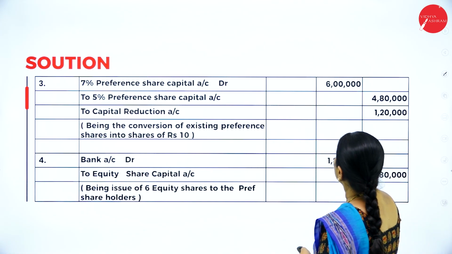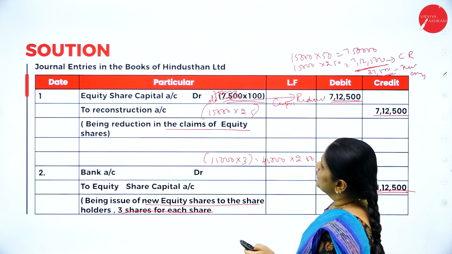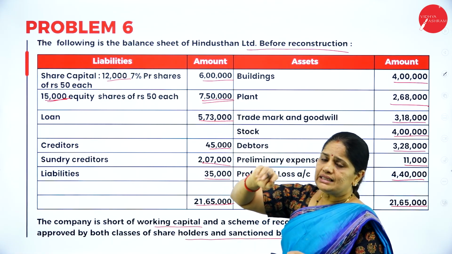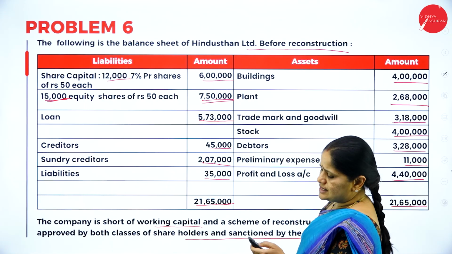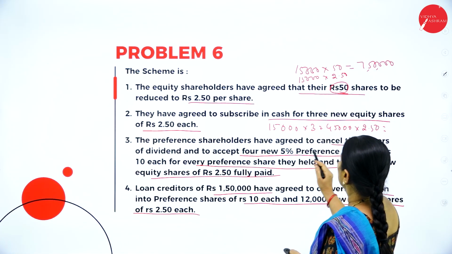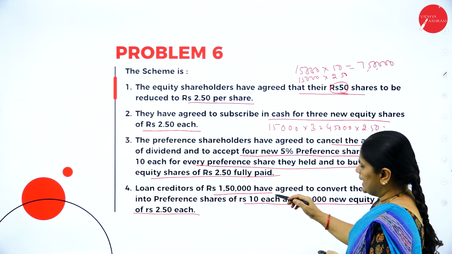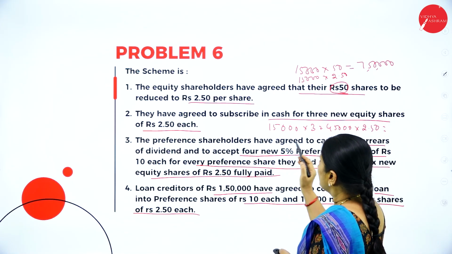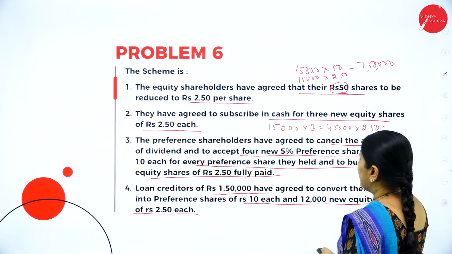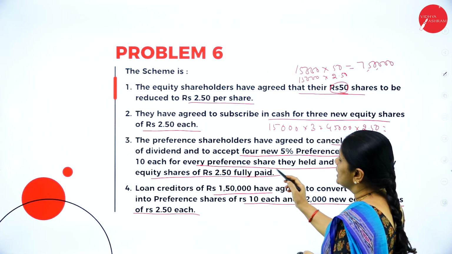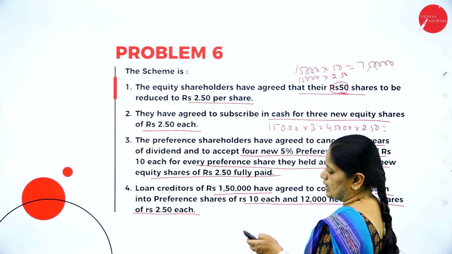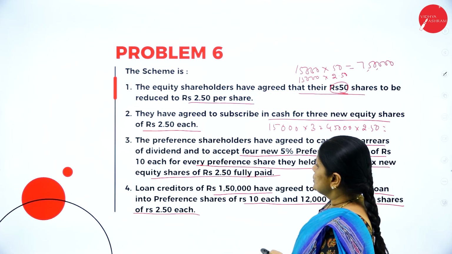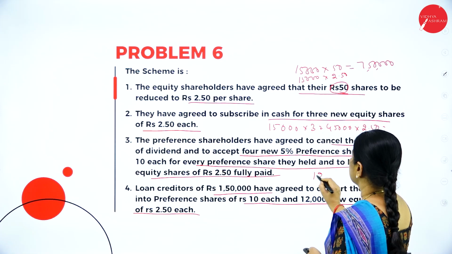Then the next one is now the preference capital. If you can see here, the preference capital in the balance sheet is 6 lakhs. So for 12,000 into 50, it comes up to 6 lakhs. Now the preference shareholders have agreed to cancel the arrears of dividend and to accept 4 new 5% preference shares of rupees 10 each for every preference share they held, and to buy 6 new equity shares of 2 rupees 50 paisa each. How many preference shares are there? 12,000.